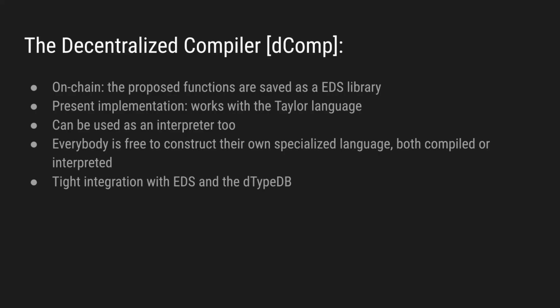What you saw here is that the proposed functions are saved on-chain as an EDS library. The present implementation works with the Taylor language for the EVM, and the system can be used as an interpreter too. Everybody is free to construct their own specialized language, both compiled or interpreted. The decentralized compiler system has tight integration with the Ethereum data service and dtype DB.